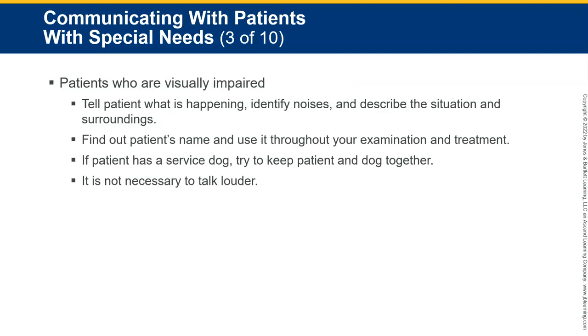Now, communicating with patients who are visually impaired. Look for signs that suggest the patient may be visually impaired. Let them know what's happening, identifying noises, describing the situation and surroundings, all that stuff. Learn their name and use it throughout your examination and treatment, just as you would with every other patient. Now, if they have a service dog, you try to keep the patient and the dog together.